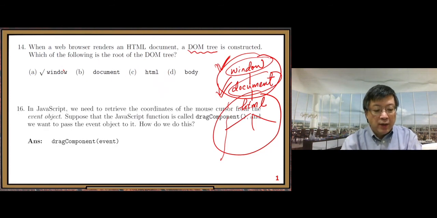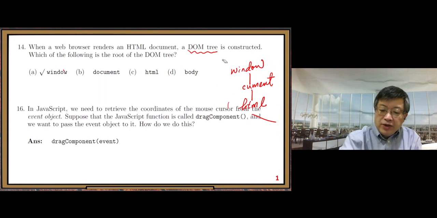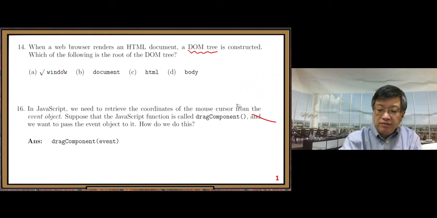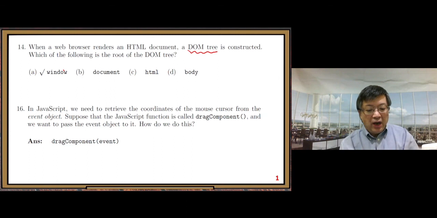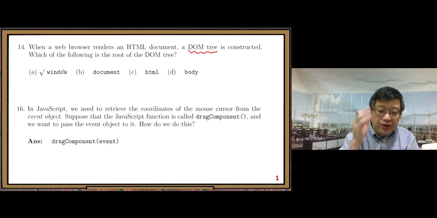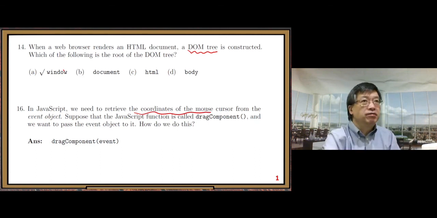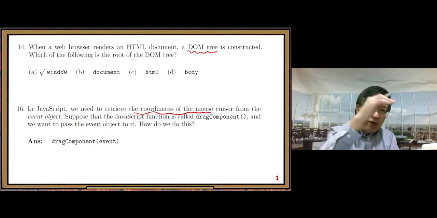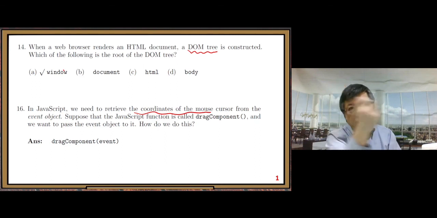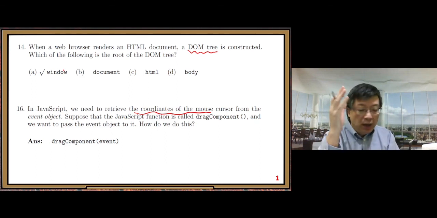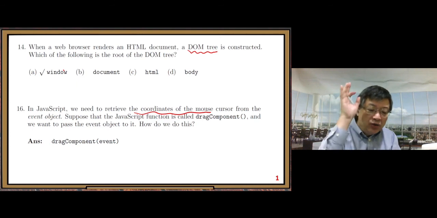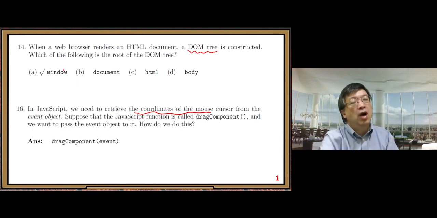The next one, number 16. Many students missed this question. We want to call the JavaScript function. In this JavaScript function, we need to use the event object to get the coordinates. Here, I do not ask you how to get coordinates, but many students just gave me the lines for how to get X, Y coordinates. We don't need that. I only ask you how to call the function.